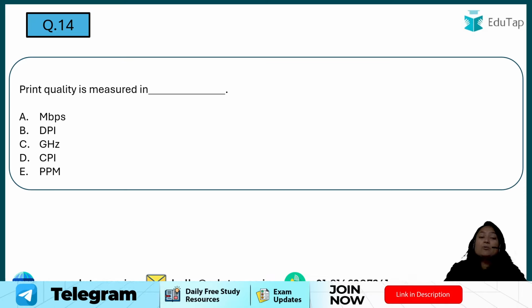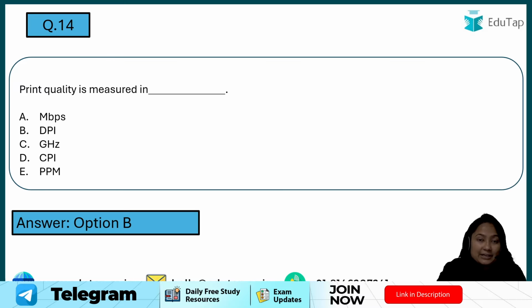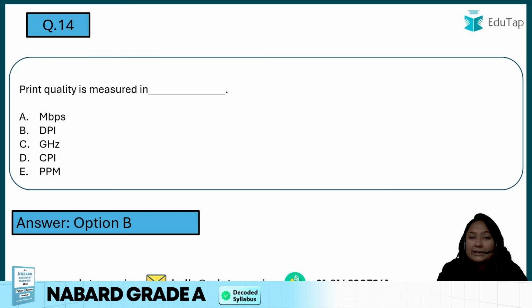Now, print quality is measured in. I know I have not explained it, but yes, you can get these kinds of questions. That is why it was included. Okay, so the print quality is measured in dots per inch, that is DPI. Option B will be the correct answer.